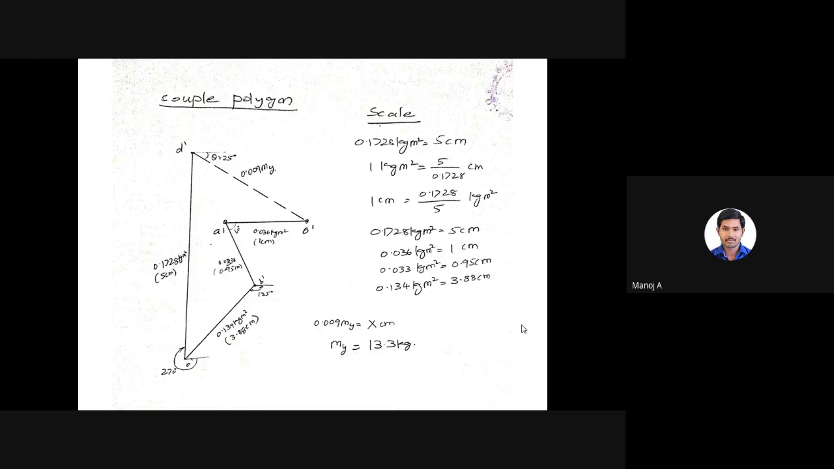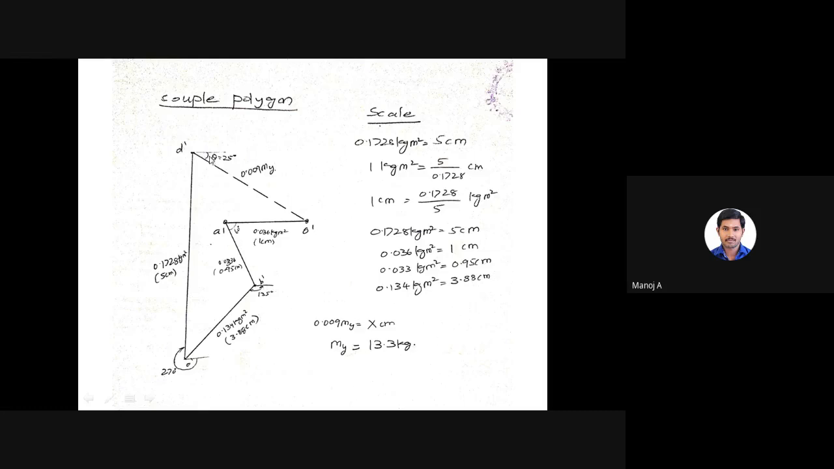So that you will get 0.009 MY is equal to something centimeter x centimeter. Take that, or you have to measure the centimeter, and you convert 1 centimeter is equal to how much? This much. So for example, if you take 3.2, you have to multiply with this fraction value, so that you will get the kilogram meter square. Then 0.009 MY is equal to some kilogram meter square.